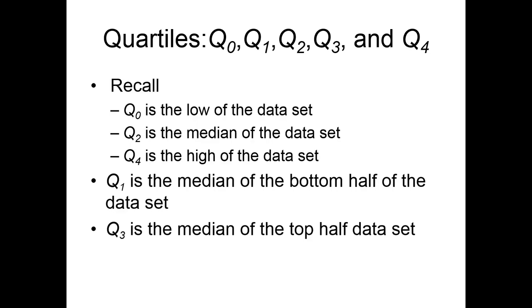Now, here is something that will help you. The value of Q0 is always lower than the value of Q1, which is always lower than the value of Q2, which is always lower than the value of Q3, which is always lower than the value of Q4. The values of these Qs fall in the same order as the subscripts.